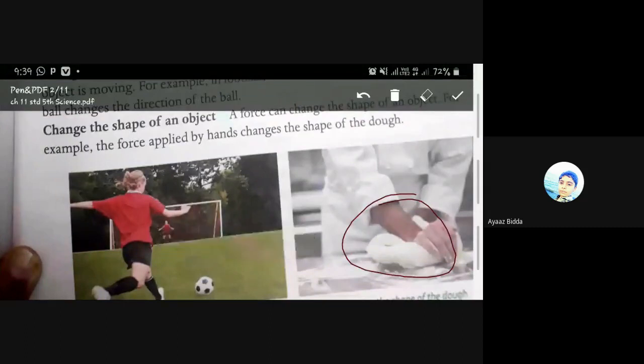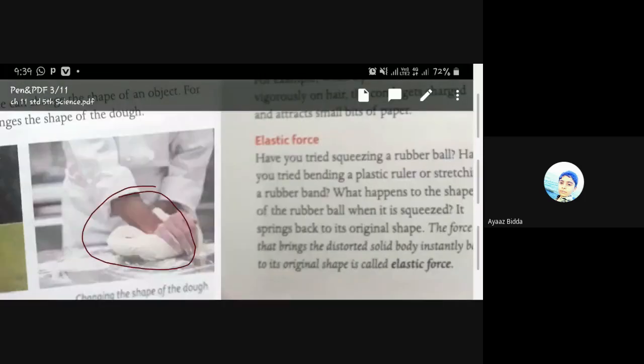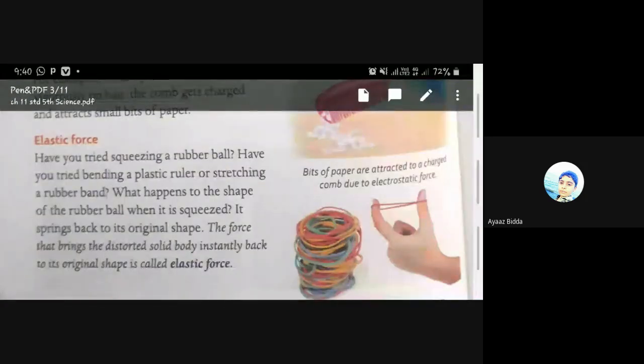Now when you apply force to the dough, the atta, what will happen? It will change the shape of the dough. So force can do four things. It will move an object, it will stop an object, it will change the direction of an object, and change the shape of an object.